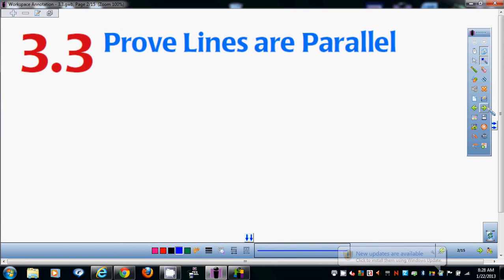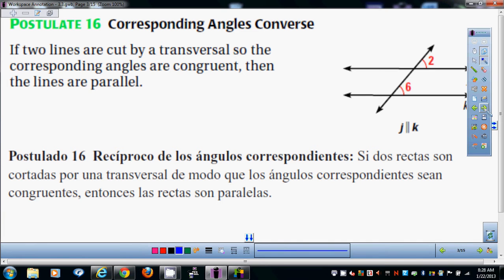3.3, prove lines are parallel. The postulates and theorems, not this exact line, but first one, postulate 16, corresponding angles converse. They're all going to be called converses because they're going to be the exact same thing you worked on Thursday, but in a very important different order. If the angles are congruent, then the lines are parallel. Big difference today.